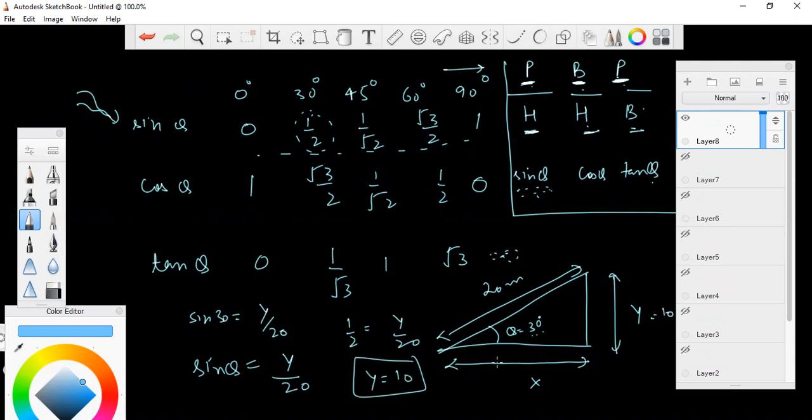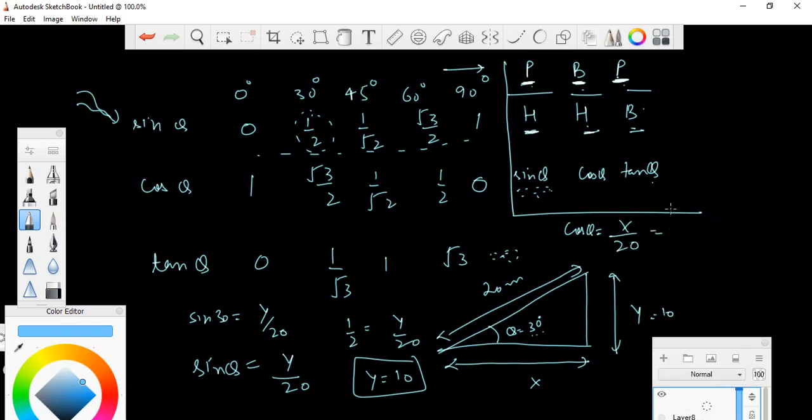Similarly, now you have two values, so you can use either Pythagoras or you can still use your trigonometry. In this, if I write cos theta, what will be cos theta? Sir, it's X by 20. Yes, X by 20 is cos theta. So cos 30 is equal to what? Root 3 by 2. So this X value is 10 root 3. Is that clear to all of you?